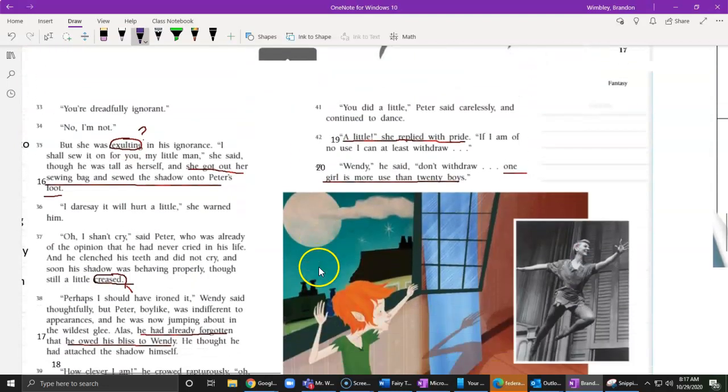What's sewn? He asked. You're dreadfully ignorant. No, I'm not. But she was exulting in his ignorance. I shall sew it on for you, my little man.